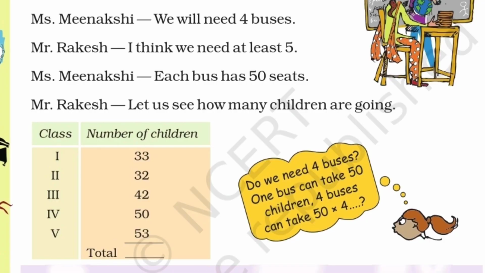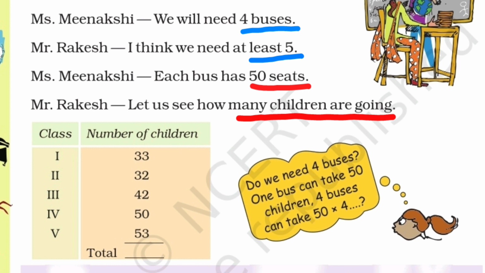Okay, now the conversation is still going on between the teachers. Mrs. Meenakshi said, "We will need 4 buses." Mr. Rakesh said, "I think we need at least 5." Mrs. Meenakshi said, "Each bus has 50 seats." Mr. Rakesh said, "Let us see how many children are going." So now they are checking the number of children from each class going to Bhopal.